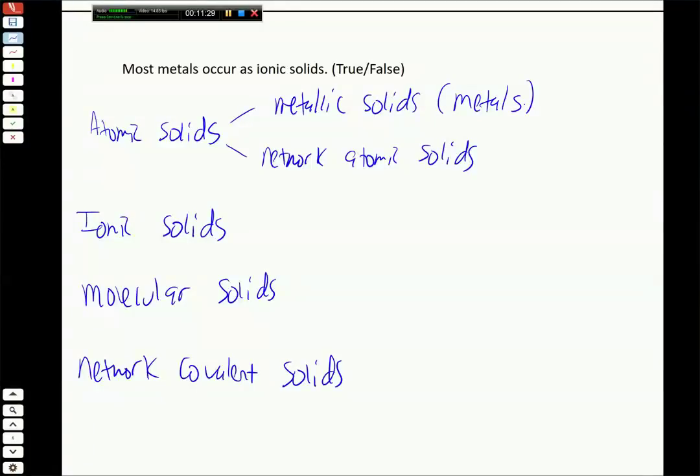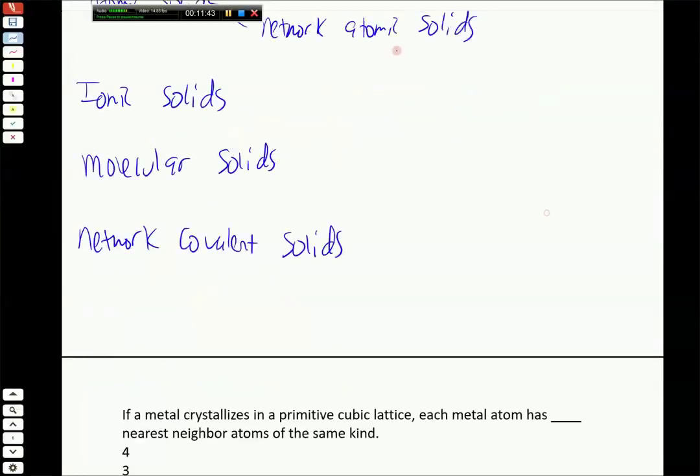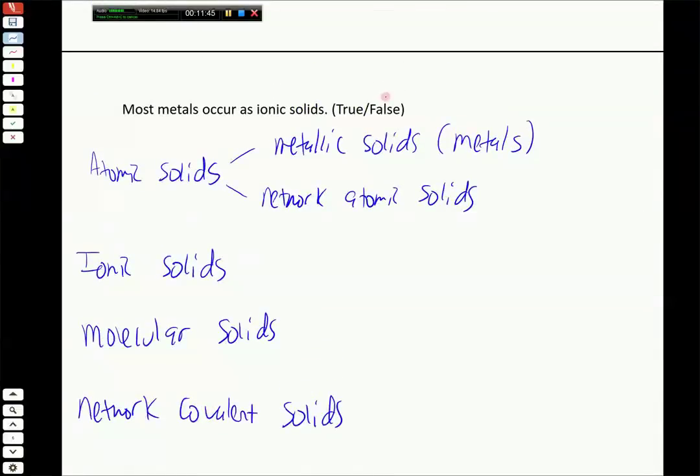All the rest, when you're talking about either main group metals like sodium, potassium, calcium, or the transition elements, iron, cobalt, whatever, name your favorite transition element, all of those metals on the periodic table typically occur as metallic solids. So this question would be false because metals tend to occur as metallic solids, as the name suggests. Network atomic solids, as we said, is just carbon and silicon.